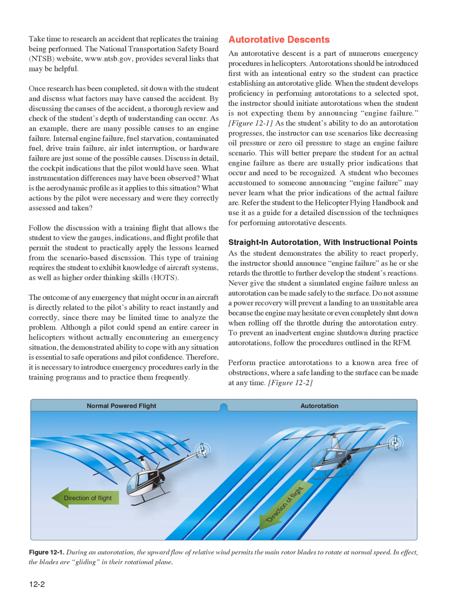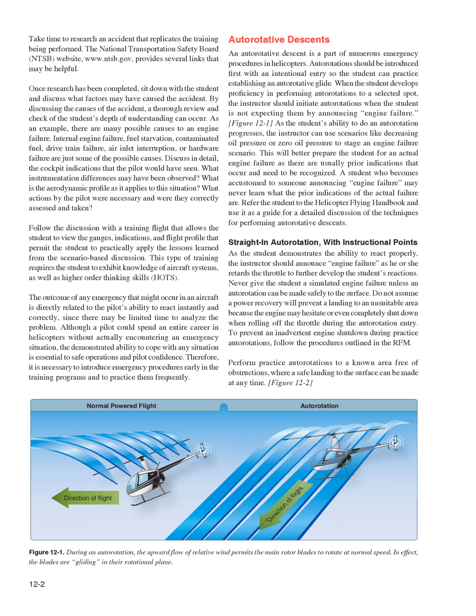Autorotative descents. An autorotative descent is a part of numerous emergency procedures in helicopters. Autorotations should be introduced first with an intentional entry so the student can practice establishing an autorotative glide. When the student develops proficiency in performing autorotations to a selected spot, the instructor should initiate autorotations when the student is not expecting them by announcing engine failure. Figure 12.1.